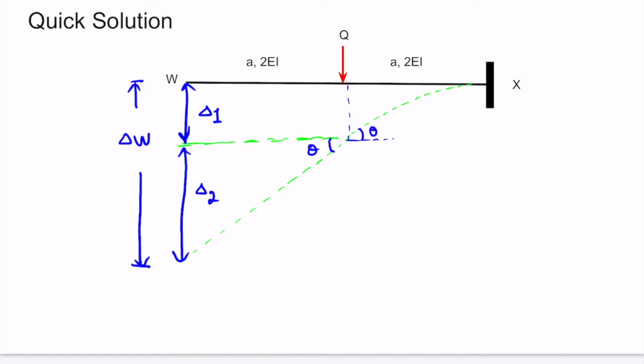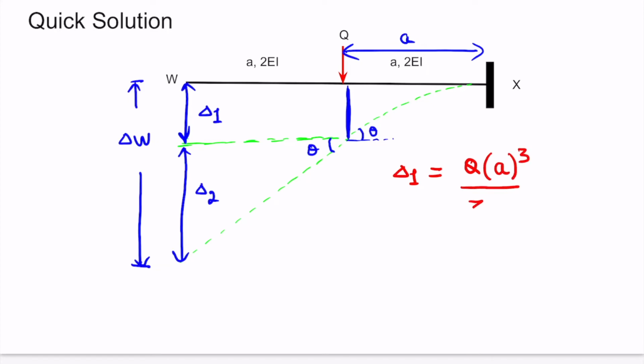Now what is delta 1 here? Delta 1 is simply the deflection due to this point load Q, and it will be like our standard formula. It will be load, that is Q here, length up till here is A, because we have to calculate delta 1. So A cube by 3 times the flexural rigidity of this beam. This beam has a flexural rigidity of 2EI. Okay, so this is the value of delta 1.